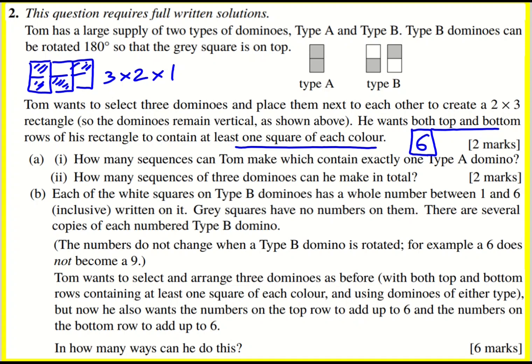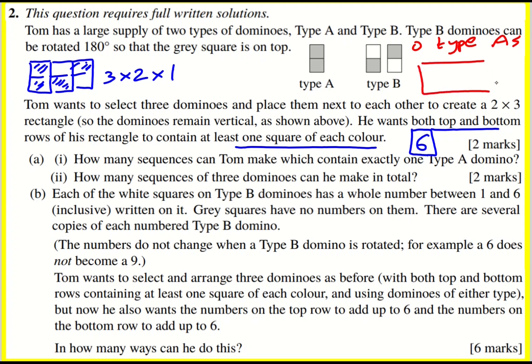We're then asked how many sequences of 3 dominoes he can make in total. So we've looked at the situation where there's one type A domino. And so for A part 2, we just need to talk about this a little bit. We can't possibly have 2 type A dominoes, because if you did, there's no way that you can then have a blank square here and here. So not possible. We do need to state that. And for similar reasons, we can't have 3 type A dominoes. So therefore, we're looking for 0 type A dominoes.